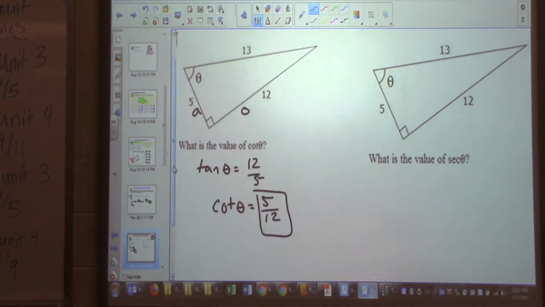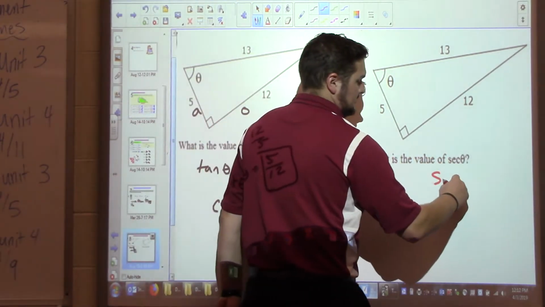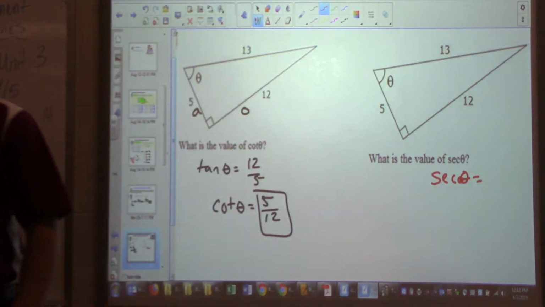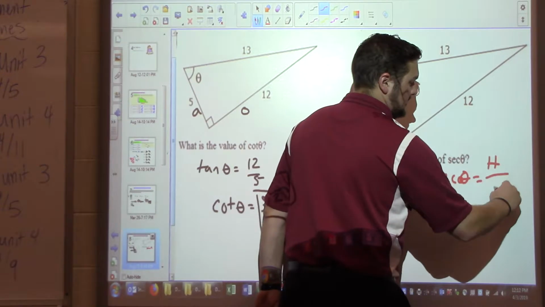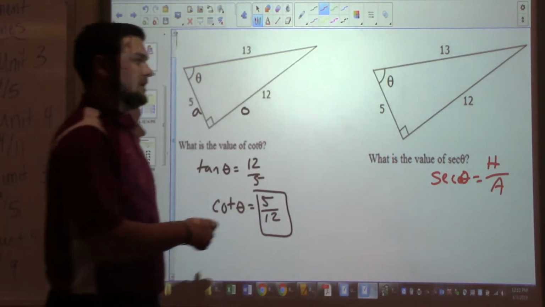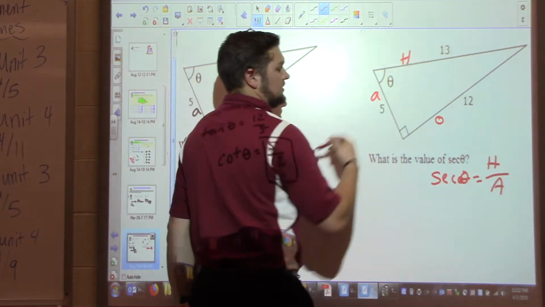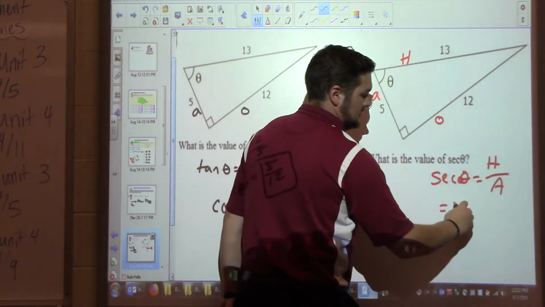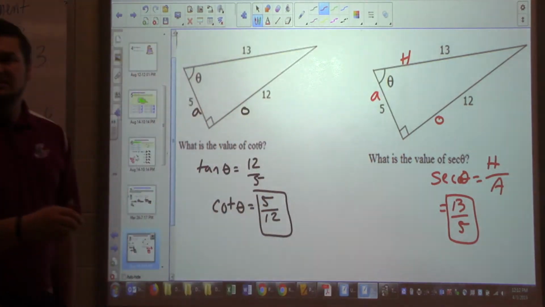You'll be perfectly fine. So like the value of the secant theta. Well, secant theta is the reciprocal of cosine, right? Cosine is adjacent over hypotenuse. So this one's going to be hypotenuse over adjacent, right? It's the reciprocal of cosine. So if I look at theta, opposite, adjacent, hypotenuse, hypotenuse over adjacent would be 13 over 5. Does that make sense?